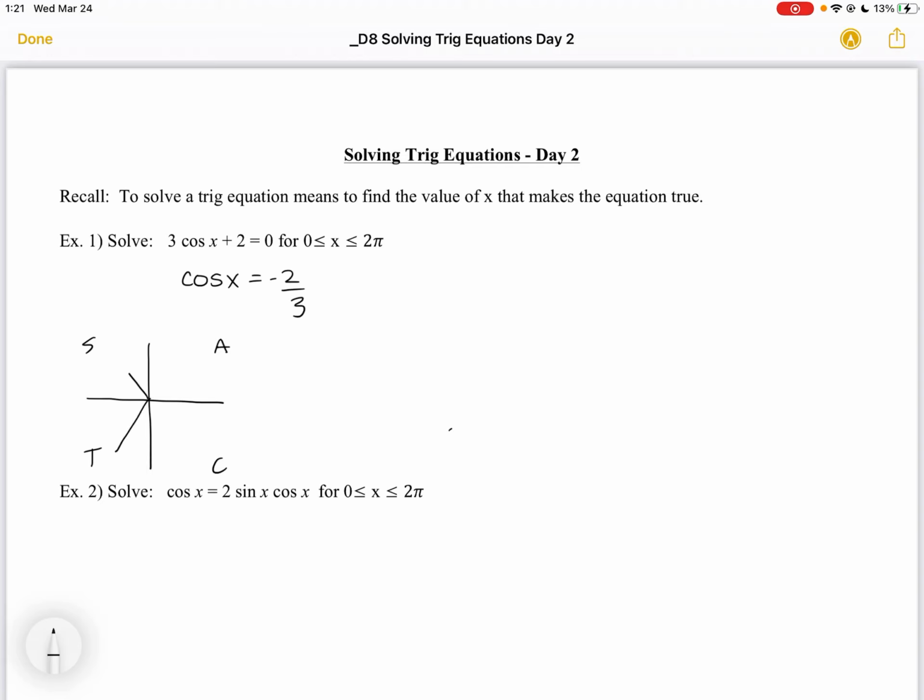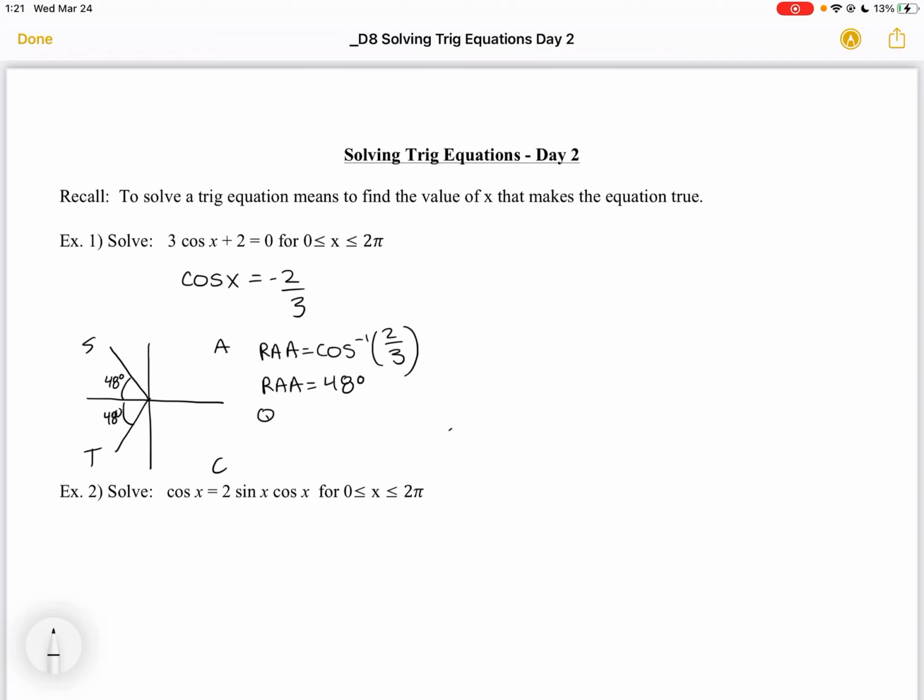So that would be here and here. And now I'm going to find my related acute angle, which is the cos inverse of my positive value of this one here. So doing that on my calculator, I would find that my related acute angle is 48 degrees. I use my calculator here because 2/3 is not one of my special triangle angles. And I know that this value here is my related acute angle.